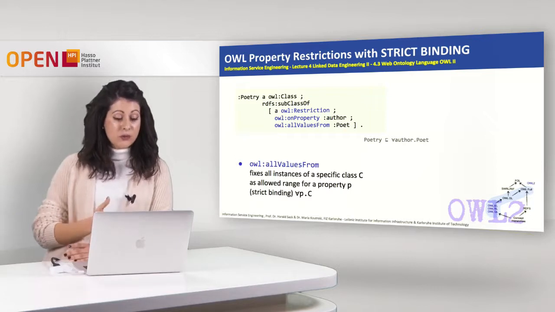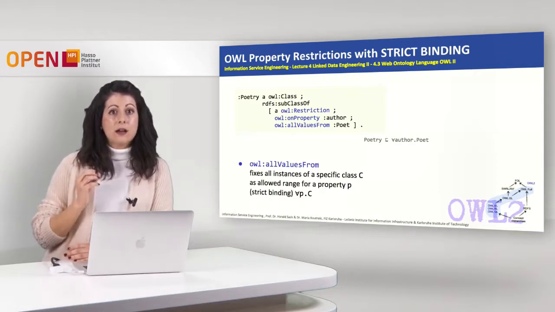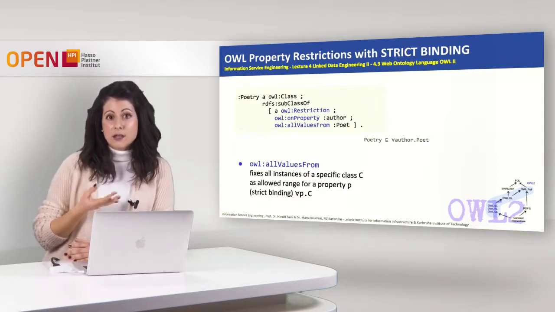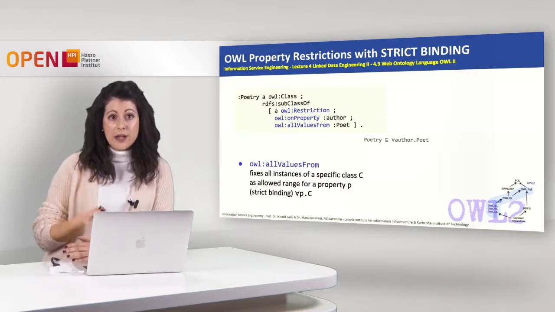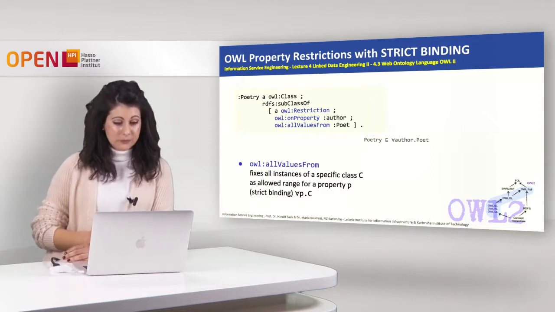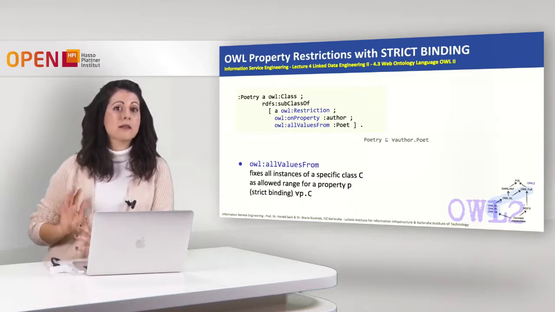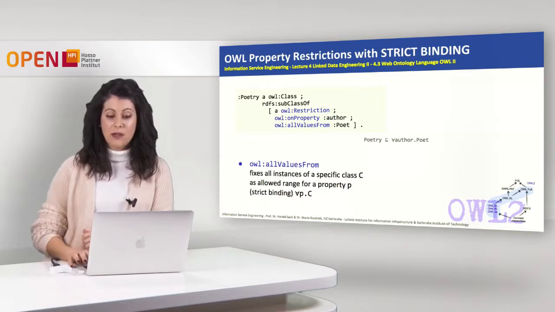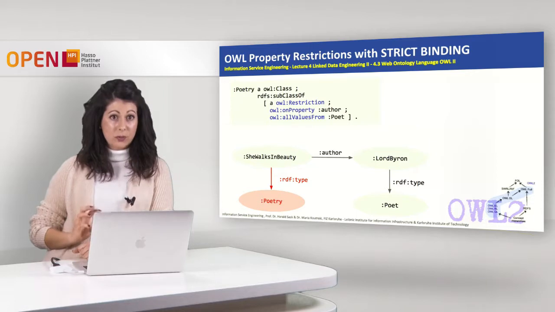So all values from property fixes all instances of a specific class C. In this case, the class is poet, to have the allowed range for a property P. The property P for us is author. And this is a strict binding, because all values should come from this class, not some values. So let's see the graph form of this example so that we make it clear.